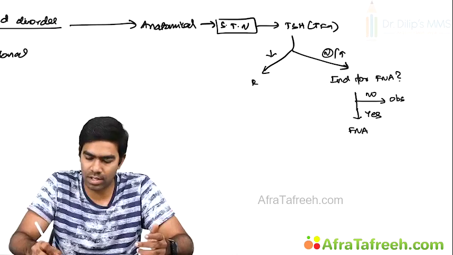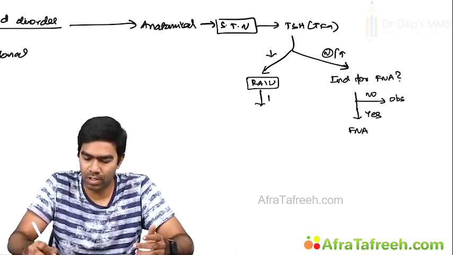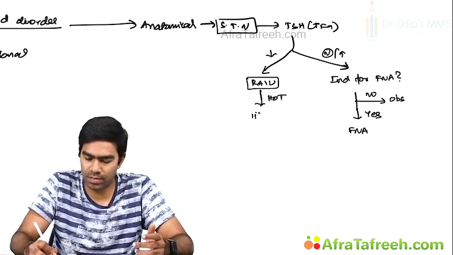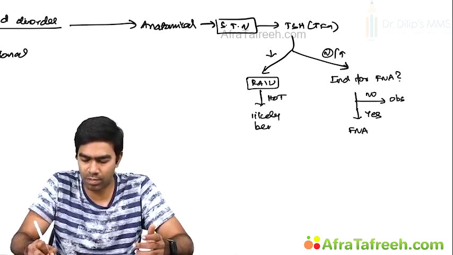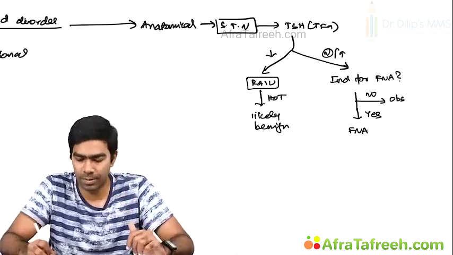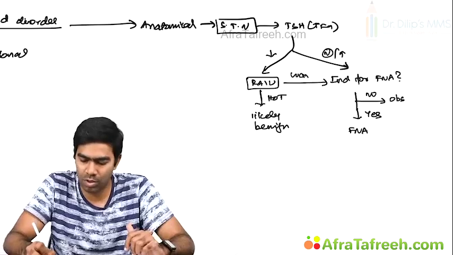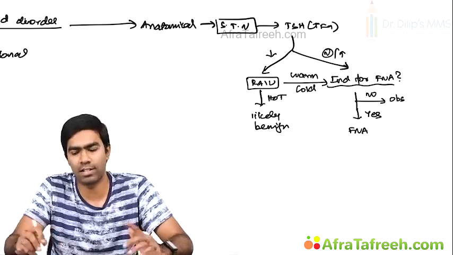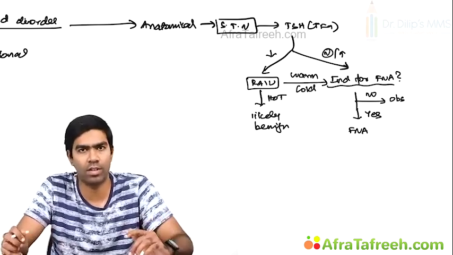If it's decreased, then do a radioactive iodine uptake. If you find a hot nodule, it's very likely to be benign, because the risk of malignancy in the presence of a hot nodule is less than 1%. If it's a warm or cold nodule, it's better to consider FNA if there are indications. So this is how we evaluate a solitary thyroid nodule.